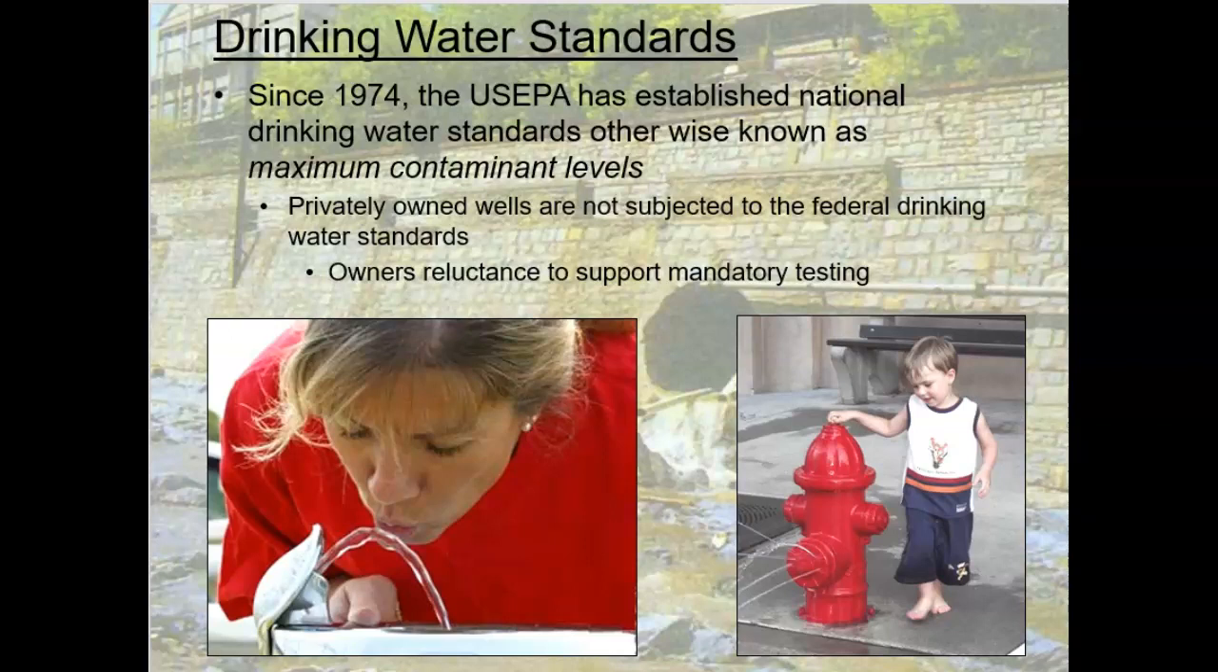So in 1974, the U.S. EPA, the Environmental Protection Agency, established national drinking water standards, otherwise known as the maximum contaminant levels. Now, this does not include privately owned wells, because it covers drinking water sources that are provided by government. And so some of the owners of private sources are reluctant to support mandatory testing, but probably 99.9% of us get water from a municipal source, and we're not pumping it out ourselves. If you are, get it tested.